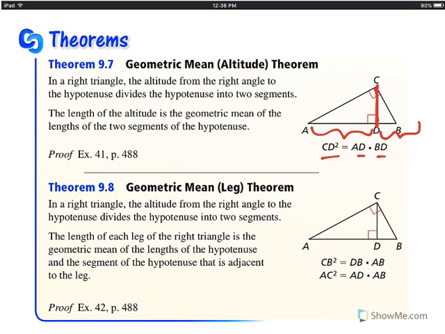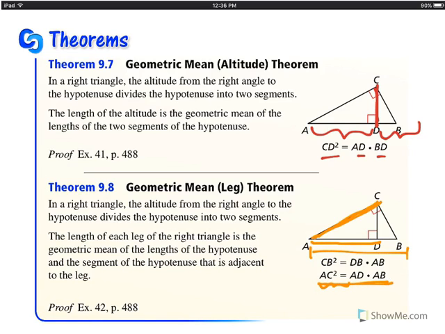That's the same thing as the previous theorem. However, the length of each leg of the right triangle is equal to the geometric mean of the lengths of the hypotenuse and the segment of the hypotenuse that is adjacent to the leg. So the way I remember it is, if I have my long leg, it's squared. It's going to be equal to the long piece of my hypotenuse times the whole thing. Okay, and that's what it says here.